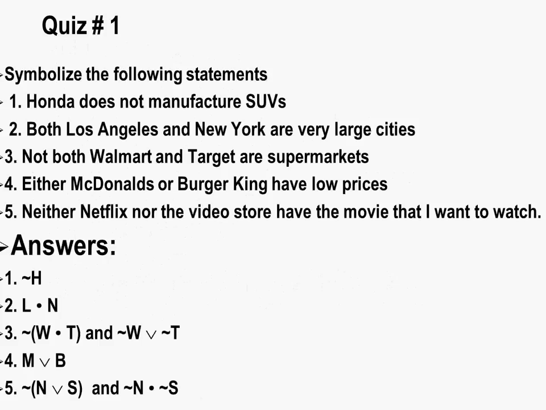Okay, and so why is the answer on the right correct? Well, saying neither Netflix nor the video store have the movie that I want to watch is logically equivalent to saying Netflix does not have the movie that I want to watch and the video store does not have the movie that I want to watch, right? Those basically mean the same exact thing logically, right? So that's why that is also correct. Okay, so make sure that you can do this, because this is what your homework will be about. You need to be able to translate these accurately, correctly.